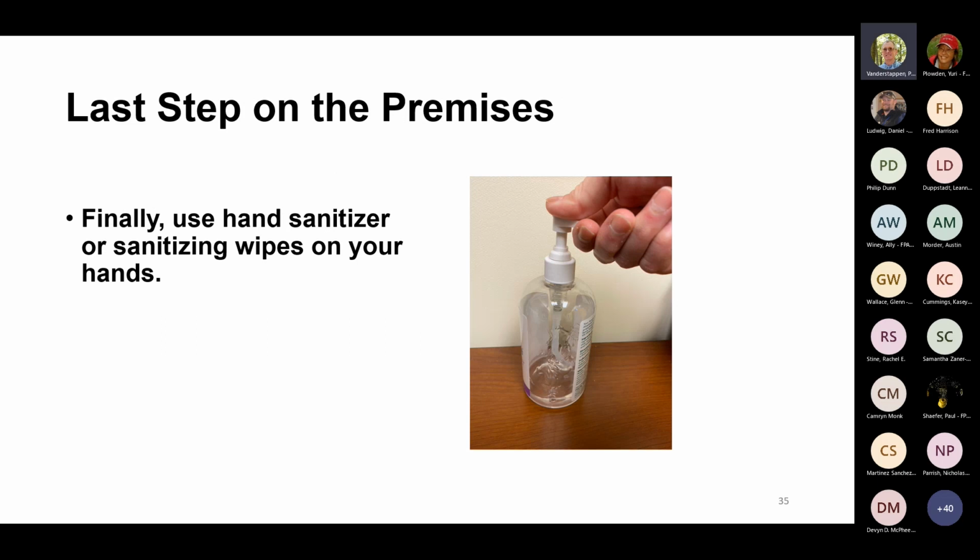And the last one, finally, use hand sanitizer. Again, probably sanitize and wipe your hands. So you cleaned your hands early on, clean them again. I really wanted to add this part of the presentation.